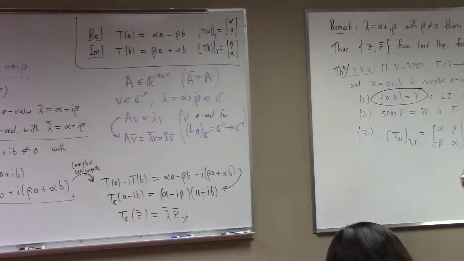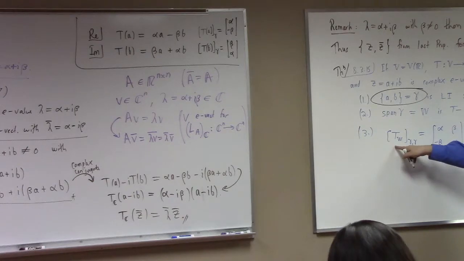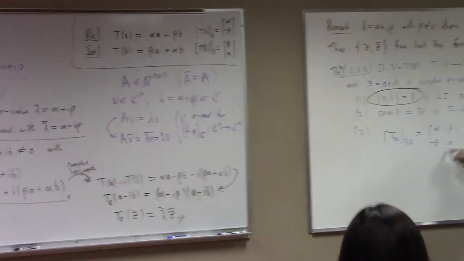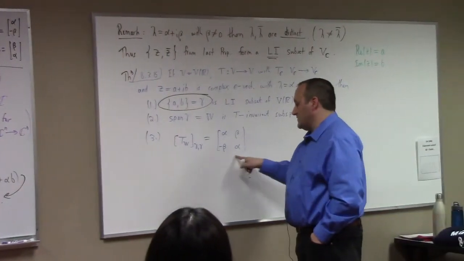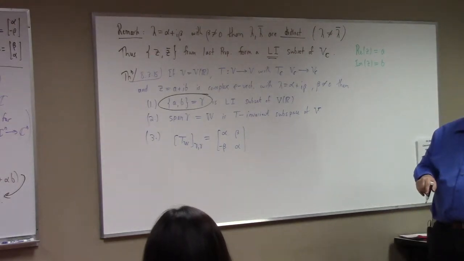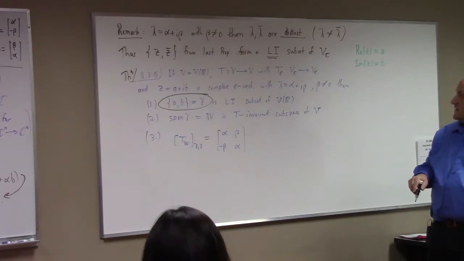So then by our usual song and dance, what's the matrix of T sub W with respect to the gamma basis? Well, it's the coordinate vector of the first thing in the basis, and then the coordinate vector of the second thing in the basis, which is exactly this 2 by 2 matrix. So that's the proof of 2 and 3. All that remains for us is to prove linear independence of A and B, right?